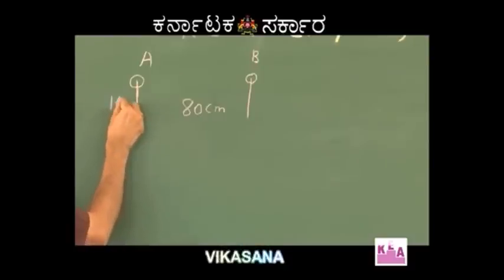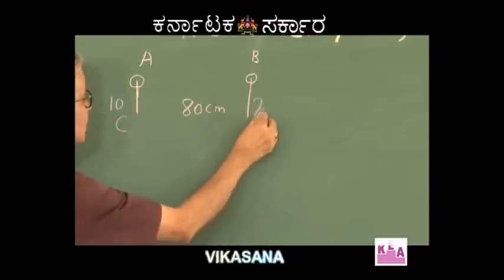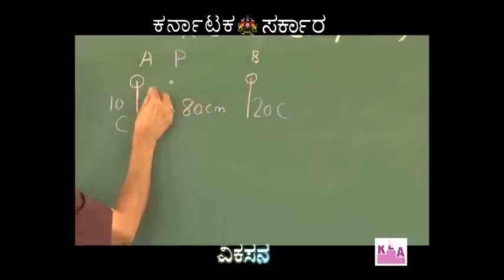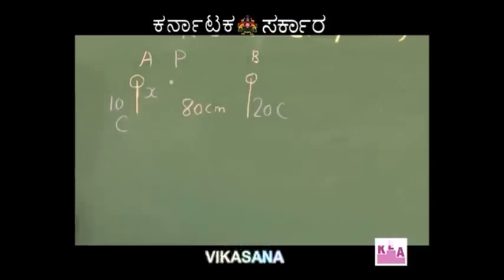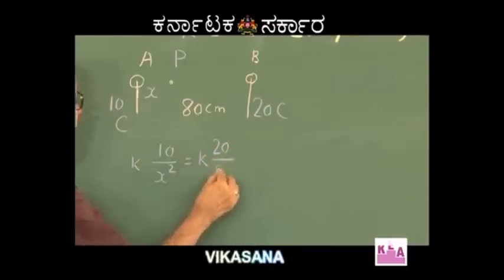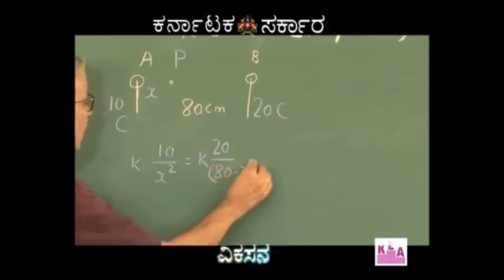Therefore, if this is 10 coulomb and this is 20 coulomb, suppose intensity is 0 at a point P at a distance x centimeter from the point A. If intensity at P should be 0, then K into charge, 10, divided by the square of the distance, x square, must be equal to the intensity at P due to the second sphere, and that is K into 20 divided by 80 minus x whole square.